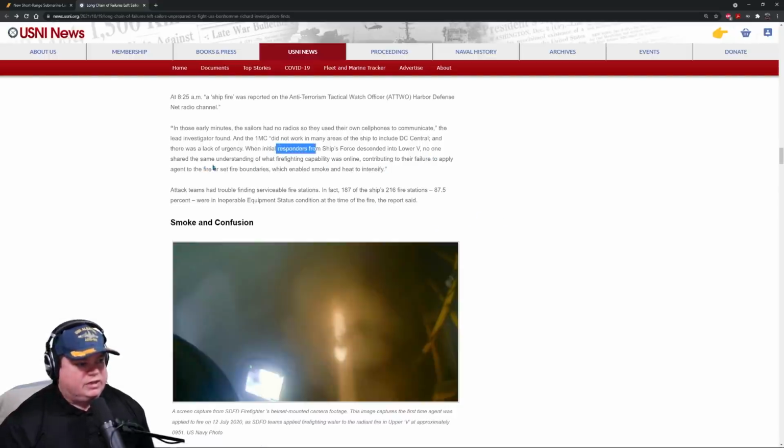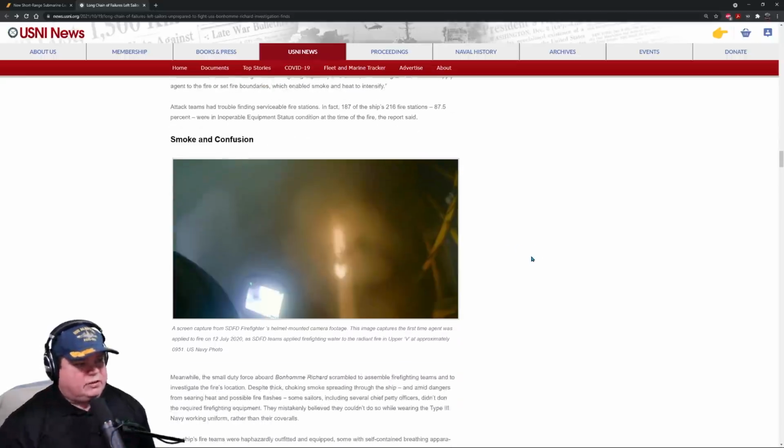Okay. No one shared the same understanding of what firefighter capability was online, contributing to the failure to apply an agent onto the fire and set boundaries, which enabled smoke and heat to intensify. Yeah, these early inactions are what really cost the ship, I think. It gets better, though. We're going to get to the San Diego Fire Department. Those guys are pieces of shit.